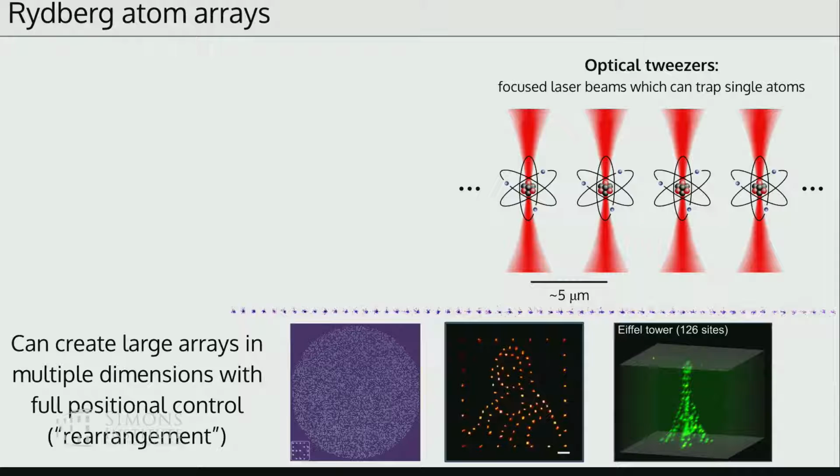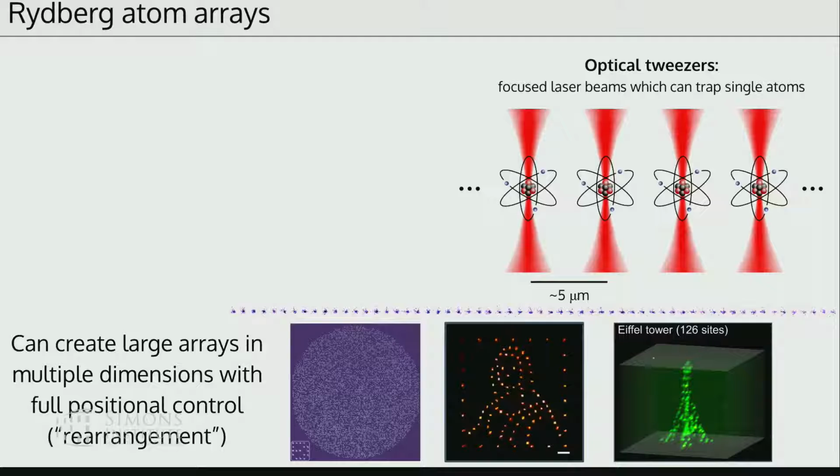I am an experimentalist, and so I want to give a very brief overview of the experimental system which we're going to be using for people who are not aware. It's a so-called Rydberg atom array, which has been coming into prominence in the last few years in the community. It's essentially based on the idea that if you have a series of tightly focused laser beams, you can trap a single atom in each laser beam focus.